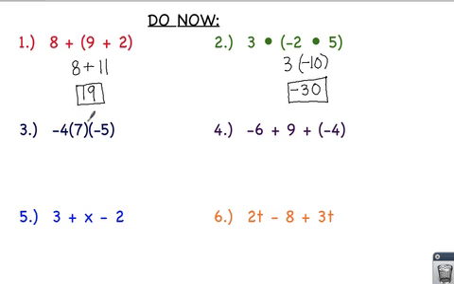Number 3, we do multiplication and division from left to right, so we have negative 4 times 7, which is negative 28, times negative 5. A negative number times a negative number gives us a positive number, and 28 times 5 gives us 140.